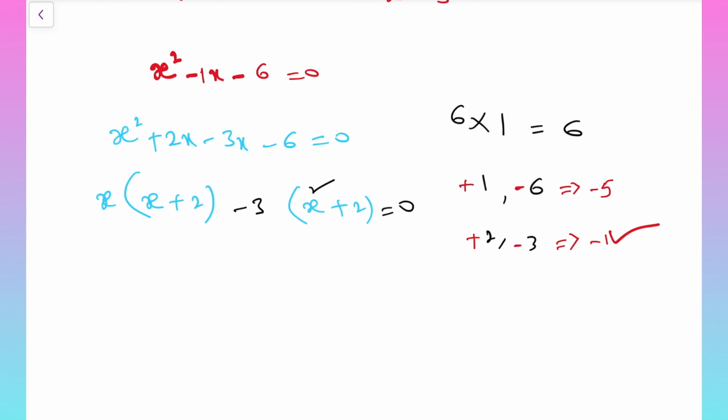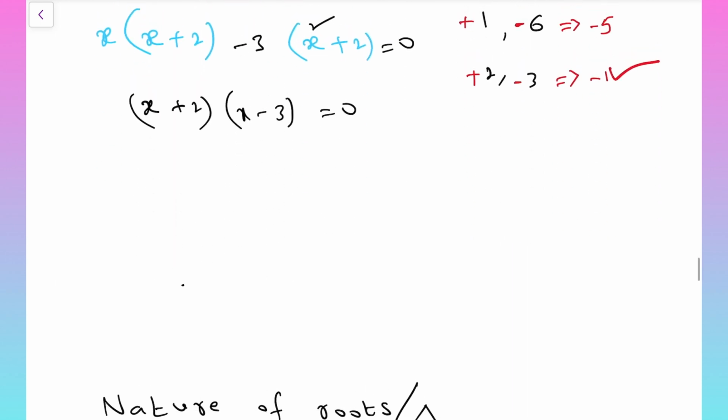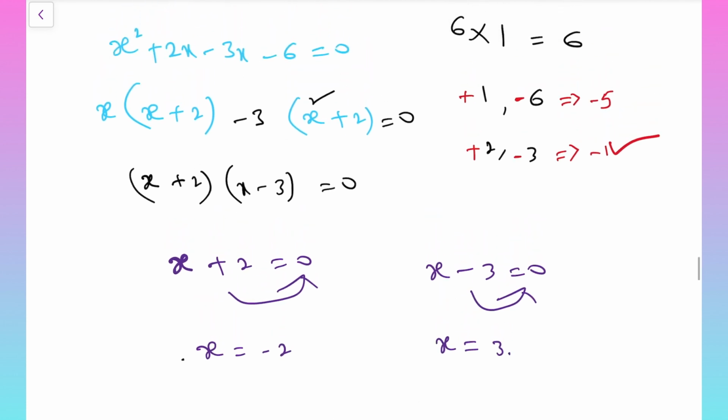Now x plus 2 is there two times, right? So write it one time, x plus 2 into the remaining x minus 3 is equals to 0. Now make x plus 2 equals to 0 as well as x minus 3 equals to 0. So x plus 2 equals to 0. Plus 2 if we take to the other side becomes minus 2. So x is equals to minus 2. x minus 3 is equals to 0. Take minus 3 to the other side, it becomes plus 3. So x is equals to plus 3. Minus 2 and plus 3 are the roots or zeros of the given quadratic equation.